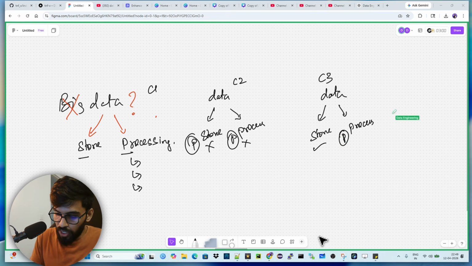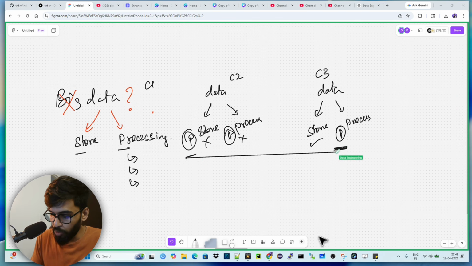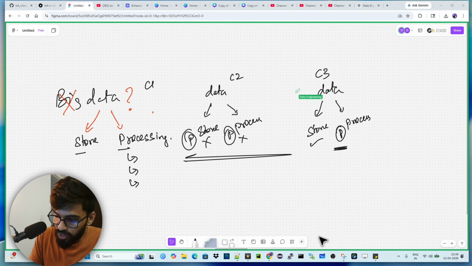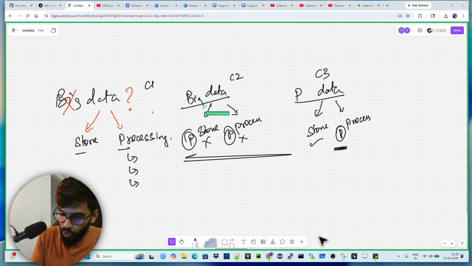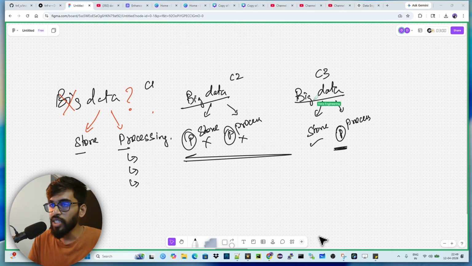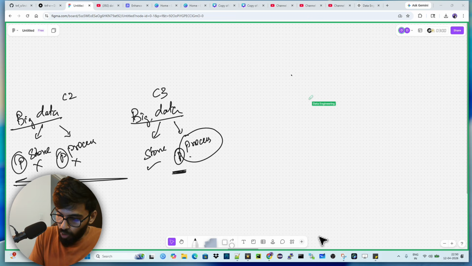If you look at case 2 and case 3, either you get a problem with store, or a problem with process, or a problem in both, and we call this problem data. The problem data is nothing but what we call big data. So big data is actually a problem statement. So what is big data? Any problem that we get with respect to the data, we can call it a big data problem.